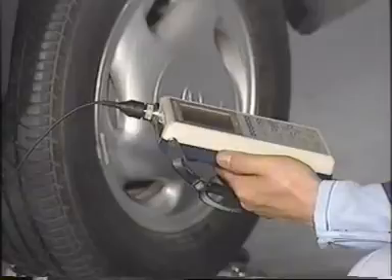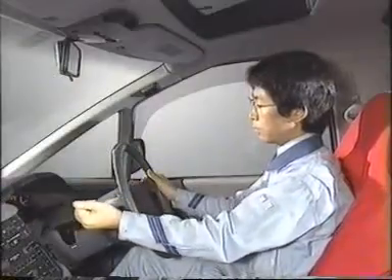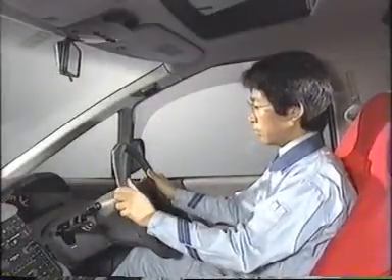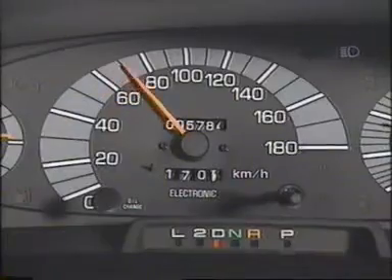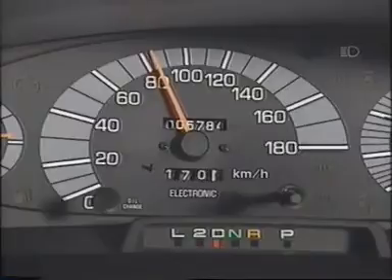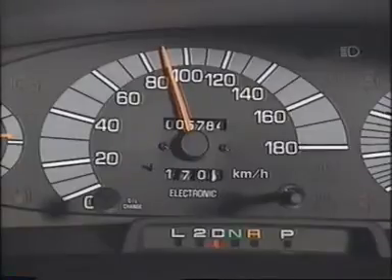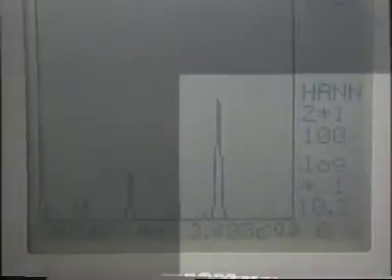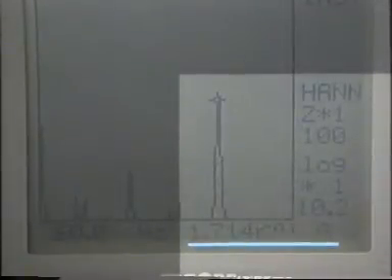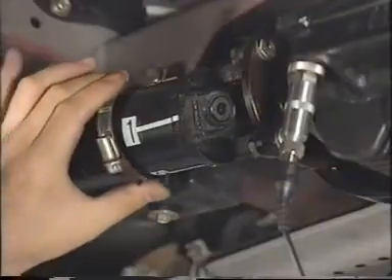This inspection requires 2 persons. One person stays inside the car and operates the engine to reproduce the complaint. When the booming is heard, this person sounds the horn to signal the other person. When the second person hears the horn, he checks the vibration level reading on the frequency analyzer. The reading is 0.17 in this case.